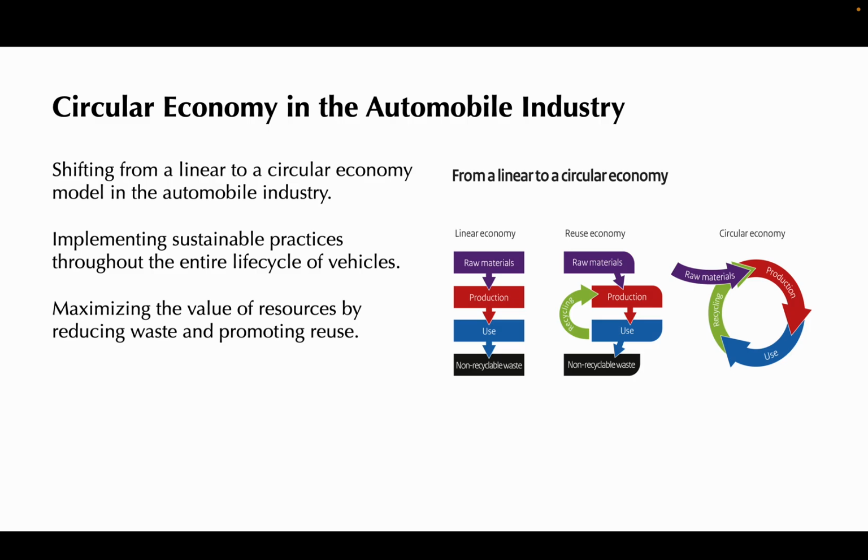Now we have an improved model efficiency-wise. It's called a reuse economy, where raw materials go for production, then we use them, some of which can be recycled, and then we have non-recyclable waste. And in a circular economy, we would want it to be the most efficient form. Therefore, everything goes for recycling, and we won't want any non-recyclable waste. Implementing sustainable practices throughout the entire life cycle of vehicles is what we're aiming for. This would also maximize the use of resources by promoting reuse and reducing waste.